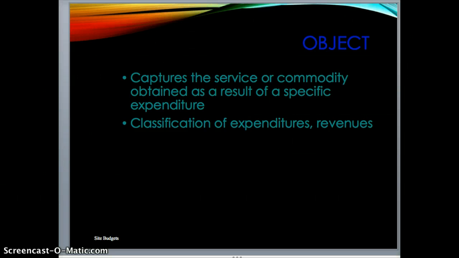The last piece, which is probably the most important piece, it's not the last piece, but it'll be the last one we talk about at this point. The other one's kind of self-explanatory, but object is really the number that captures the service or the commodity or the specific kind of expenditure we're talking about. It's a classification of expenditures, and we'll talk about that. And they also classify revenues, but primarily for your purposes, it'll be classifying expenditures. So let's talk about that a little bit, because that's really where you're going to see most of your expenditures in your budget.